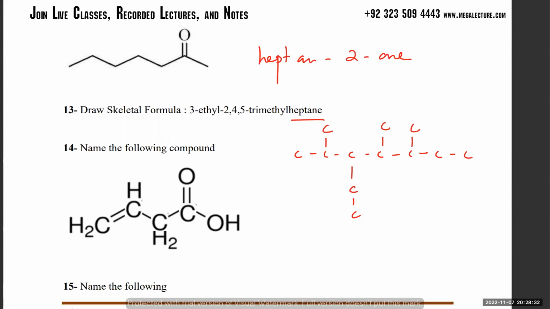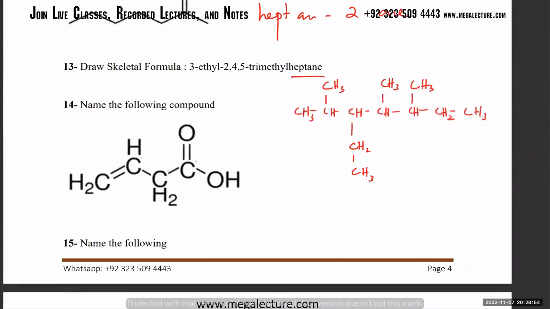Just add the remaining H's, okay? That's going to be 3 H's, 1 H. It's clear how you're going to add the H's, right? Yes sir. Okay, 3 H's, 1 H with this. Just count the number of bonds. This one needs 3 H's, this one needs 2 H's. That's the molecule.